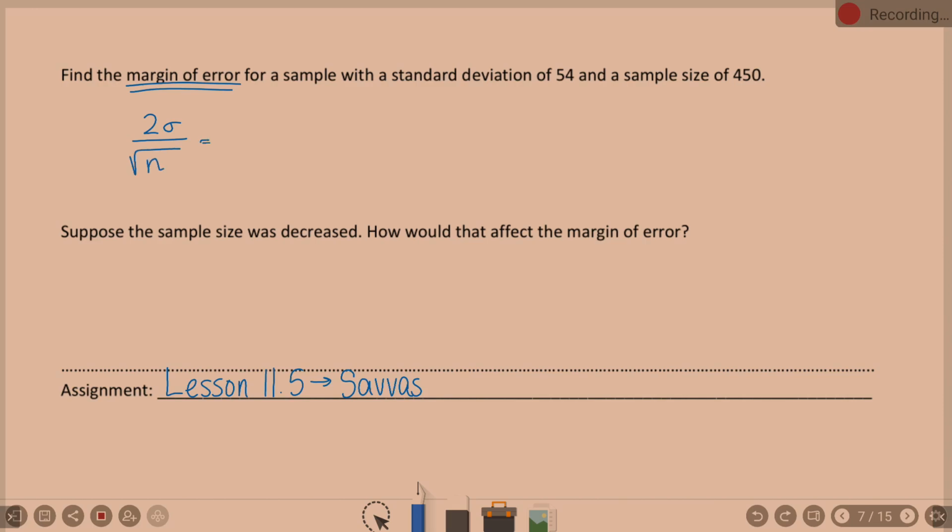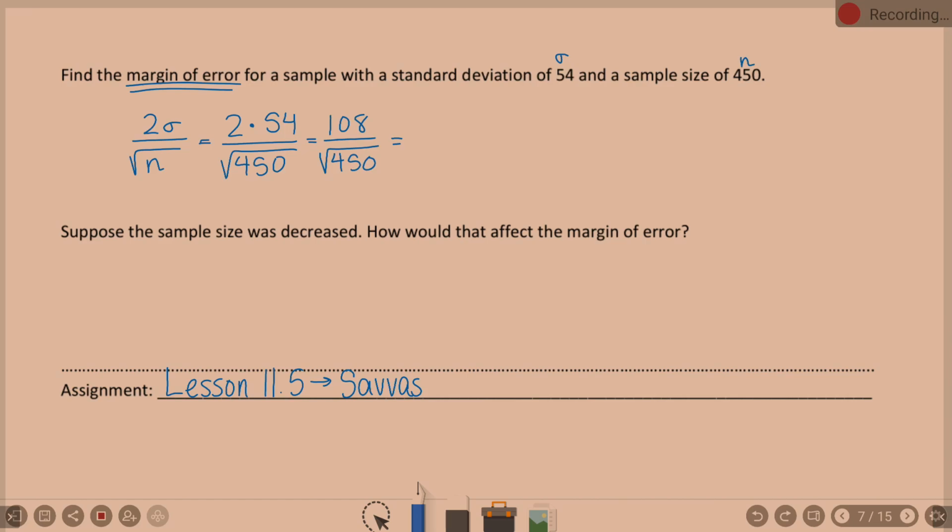2 times, what is sigma? 54. Divided by square root of, what's n? 450. So 2 times 54 is 108 divided by square root of 450. We're definitely talking calculator here.